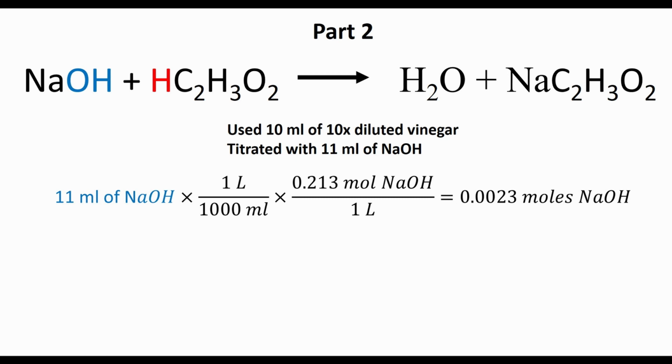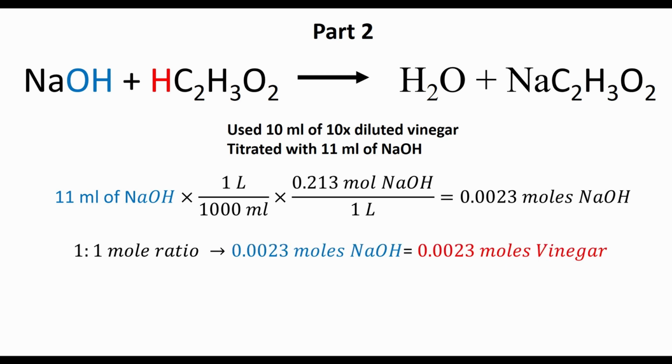Now that we know that we have a molarity of 0.213 moles per liter of sodium hydroxide, and since it's a 1-to-1 mole ratio, if we have 0.0023 moles of sodium hydroxide, we also have 0.0023 moles of vinegar. Now we can take that and divide it by our volume of vinegar in our container. So our original flask has 10 milliliters of our diluted vinegar. We convert that milliliters to liters, and we see that our concentration of vinegar in our Erlenmeyer flask is 0.23 molar.